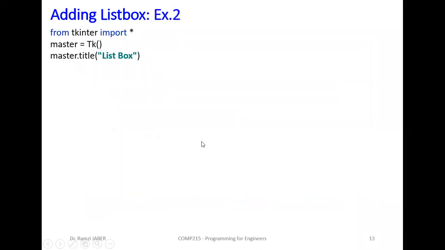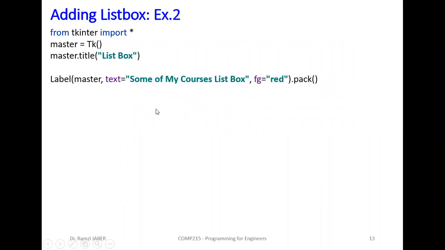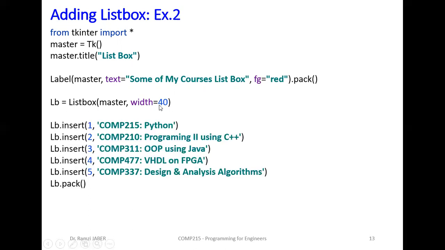So I want to create a Listbox now. Label master.title Listbox, label master text sum of my courses Listbox, red, pack. LB Listbox. This is the command. Variable LB equal Listbox master. I want to put Listbox on the master window with width 40. By default it's 20, but I can adjust it to equal 40 characters. The width is in characters.